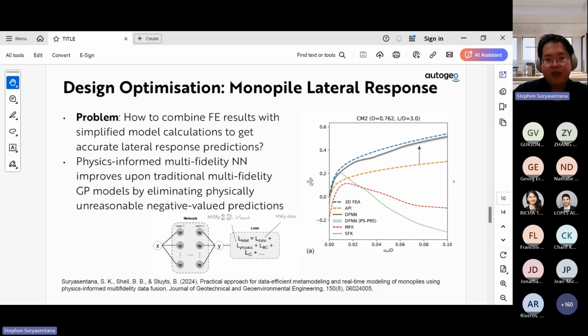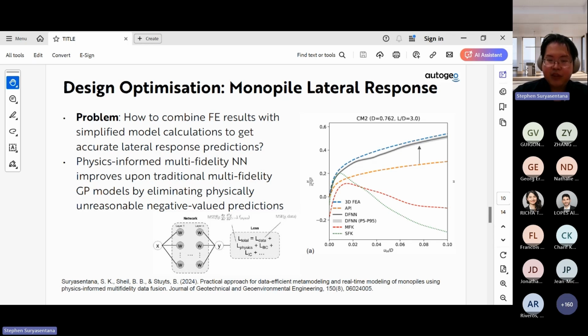Specifically, we developed a physics-informed multi-fidelity neural network to combine the API model calculations with a small set of FE results. The figure on the right shows a comparison of the predictions of the several models. The benchmark to focus on is the blue line, which is the 3D FE model results. The prediction that's closest to it is that of DFNN, which stands for dual fidelity neural network. That is our proposed physics-informed multi-fidelity neural network. You can see that it improves significantly upon the original API model calculations. Next, you can see that the DFNN predictions are much better than the red and green lines.